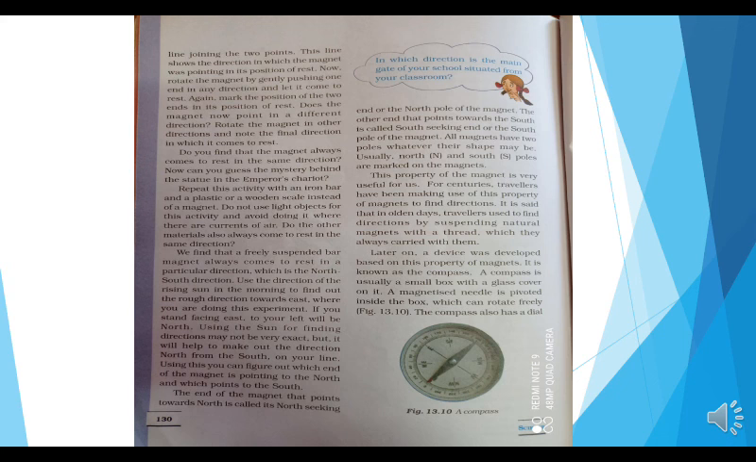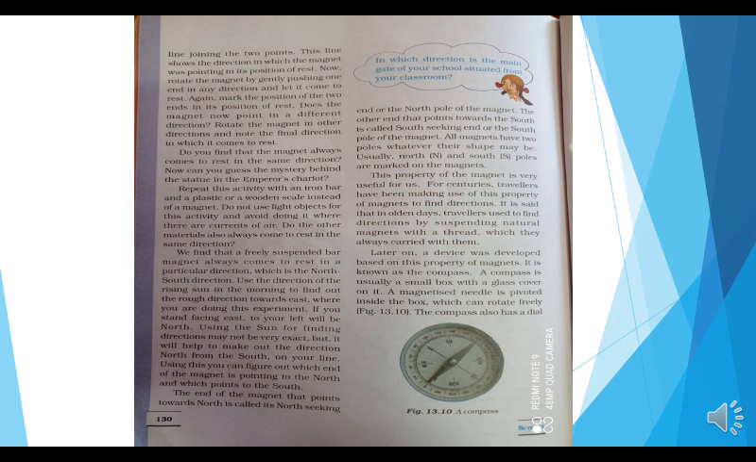Later on, a device was developed based on this property of magnets. It is known as the compass. A compass is usually a small box with a glass cover on it. A magnetized needle is pivoted inside the box, which can rotate freely. The compass also has a dial.